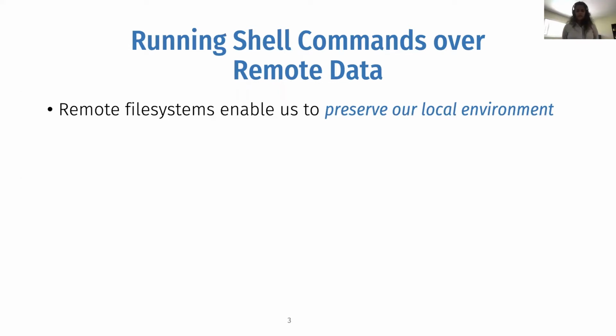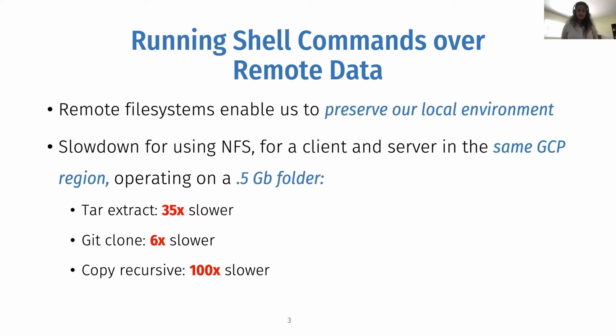However, for applications that are more I/O heavy than compute heavy, which is the case for some of these shell applications, they can be much slower when running over remote storage, such as NFS. We saw that for a client and NFS server in the same GCP region, operating on a 0.5 gigabyte folder, there were slowdowns from 6 to 100x for three common I/O heavy applications: tar, Git, and copy recursive.